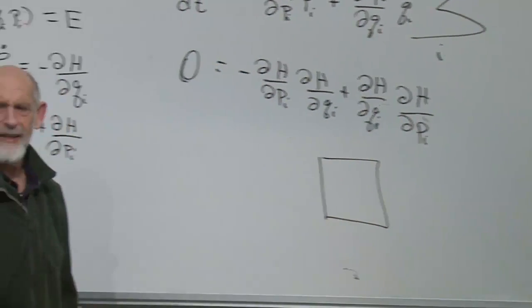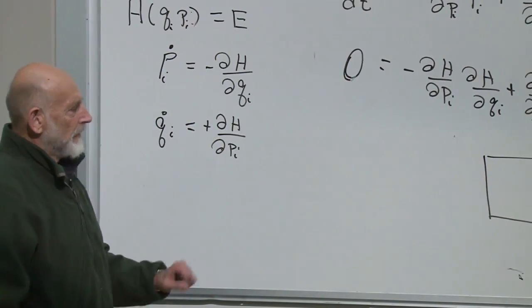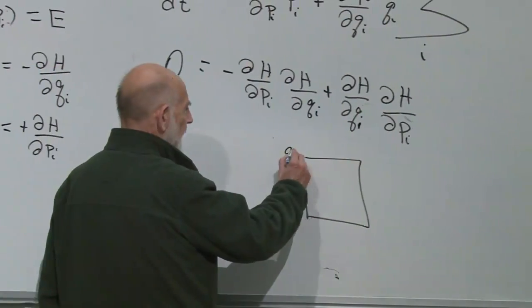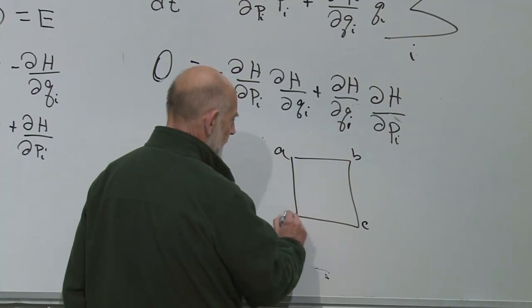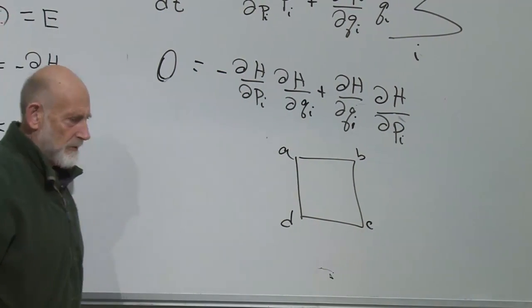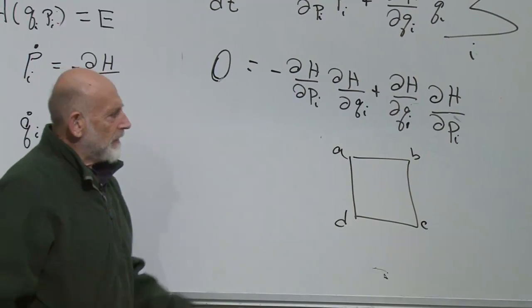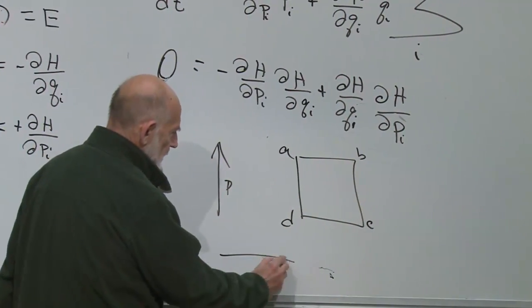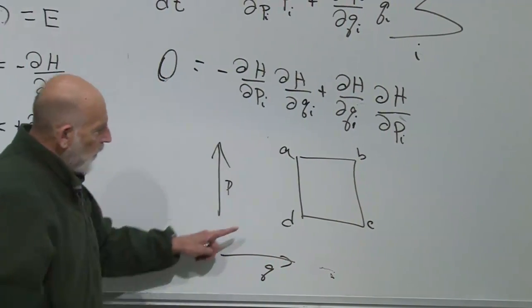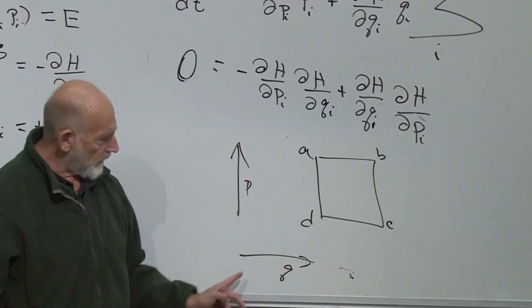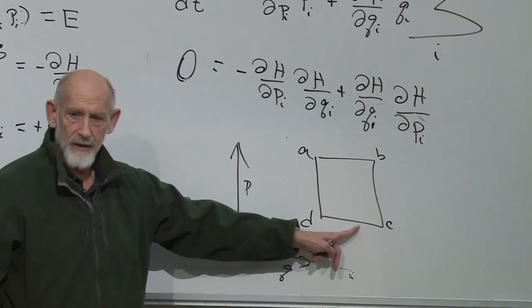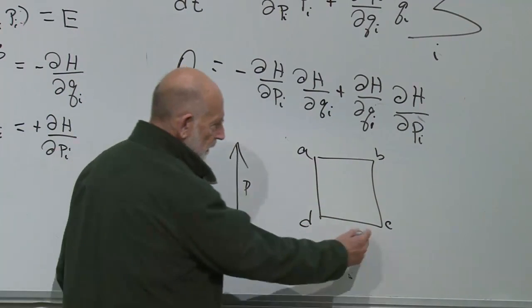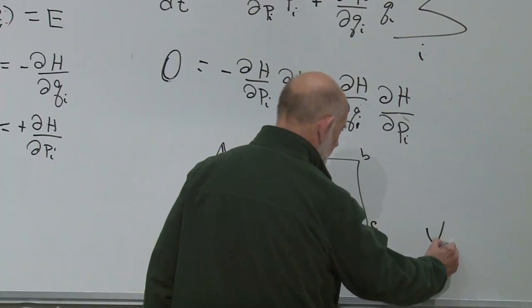Let's prove it. Let's label 4 points here, A, B, C, D. And we have a function of the 4 points. This direction is P, and this direction is Q. What's the derivative of the function with respect to Q down here? Well, let's call it VC minus VD, right?